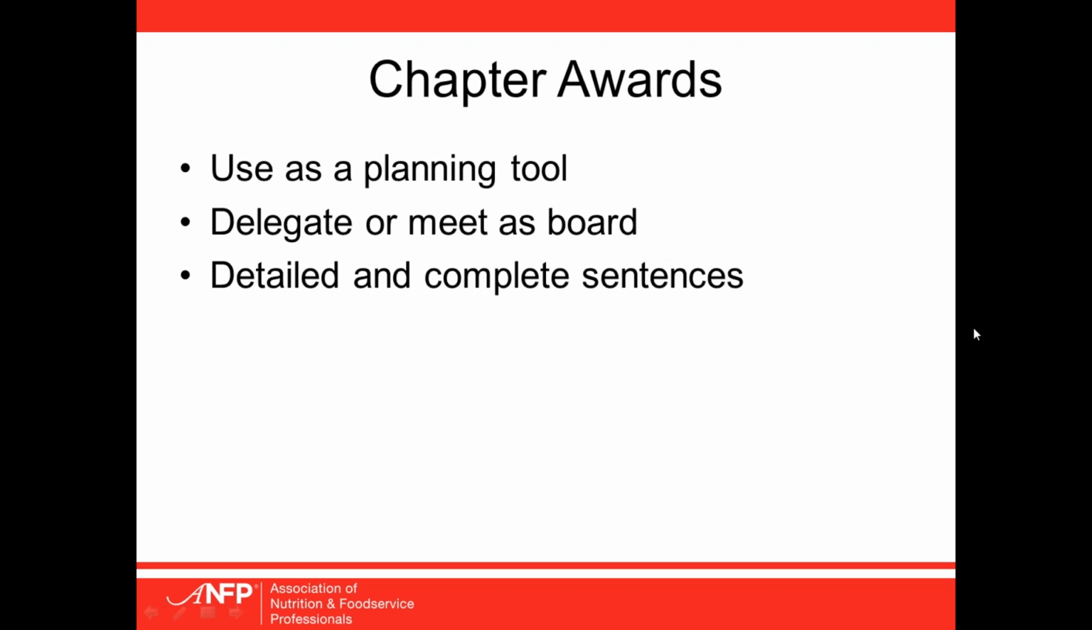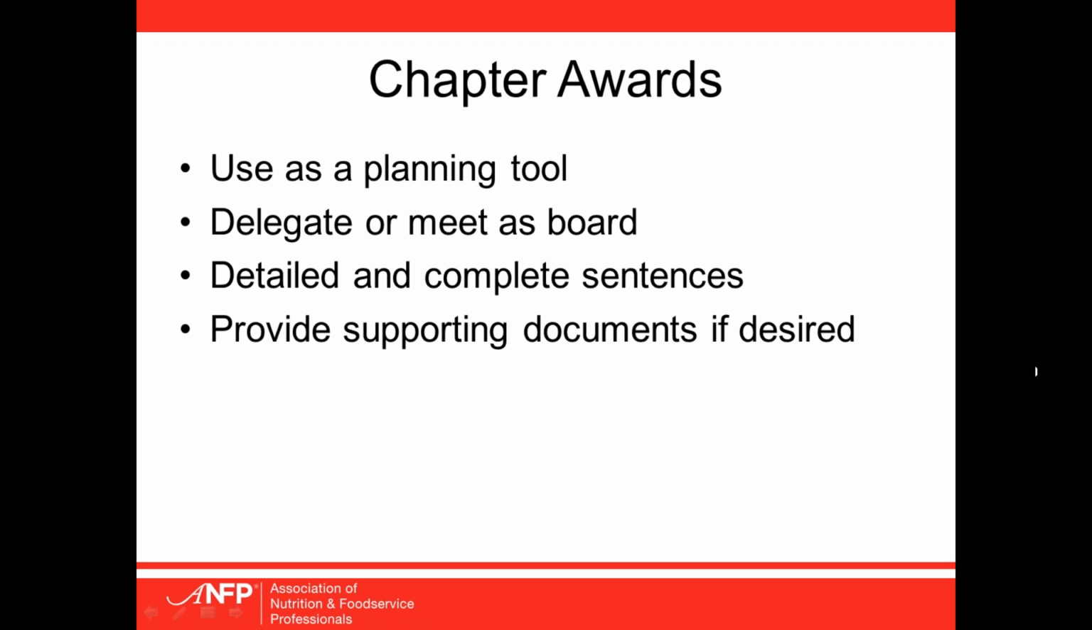And then, of course, just to review quickly, when we're preparing our awards applications, we're going to use the application as an annual planning tool, and it'll allow us to meet as a board or delegate questions. And then, of course, we're adding as much detail and complete sentences as we can. And if you really wish, you might want to consider submitting supporting documents. This is a nice touch and really helps to paint a clear picture as to what the state hopes to achieve during the year or what they have achieved during the year.